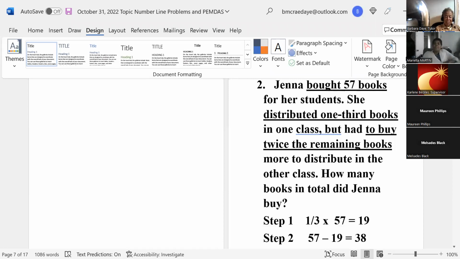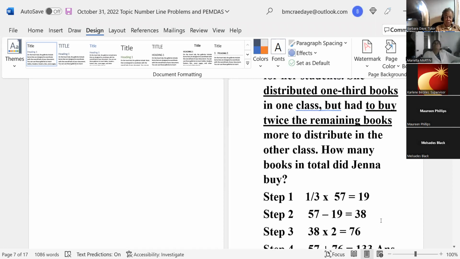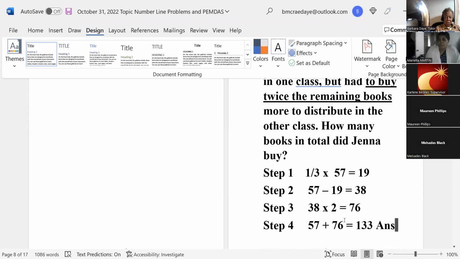She bought twice the remaining books, which is 38. And Maureen said 2 times 38, 76. So she bought an additional 76. She started out with 57. 133 is the total books Jenna bought.